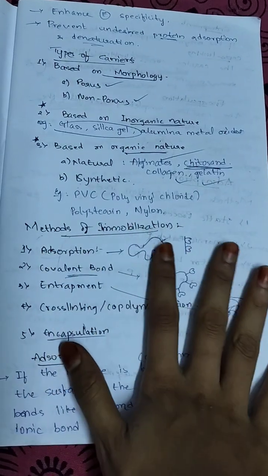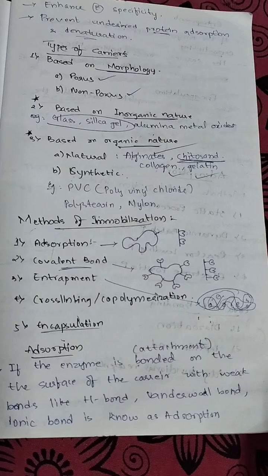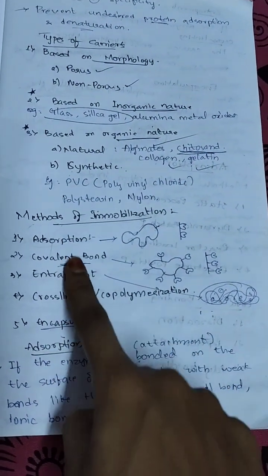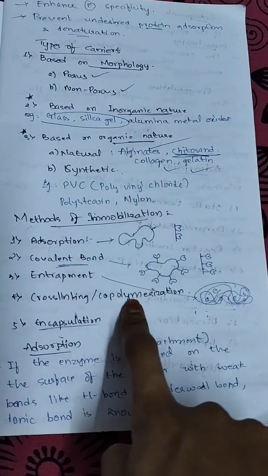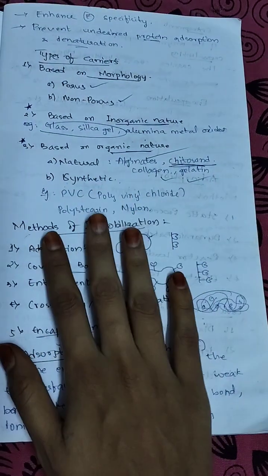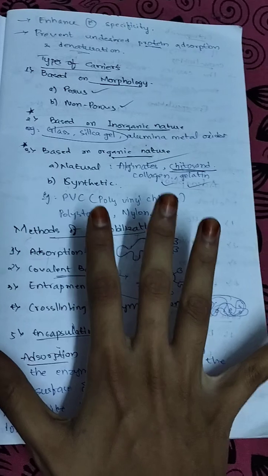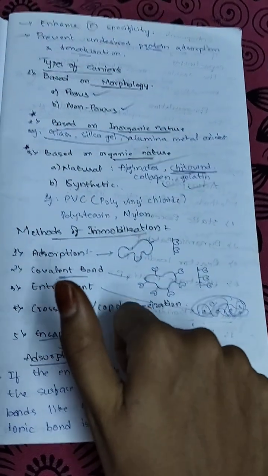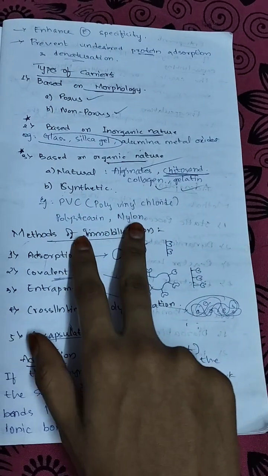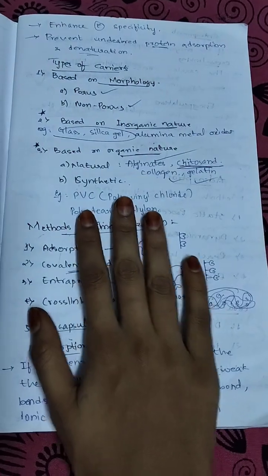And now we are going to study methods of immobilization. The methods of enzyme immobilization are five types: adsorption, covalent bond, entrapment, cross-linking or copolymerization, and encapsulation. Now I will repeat again.